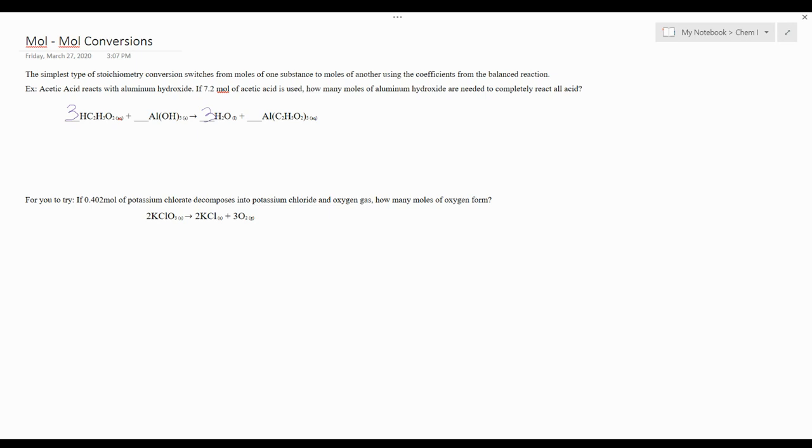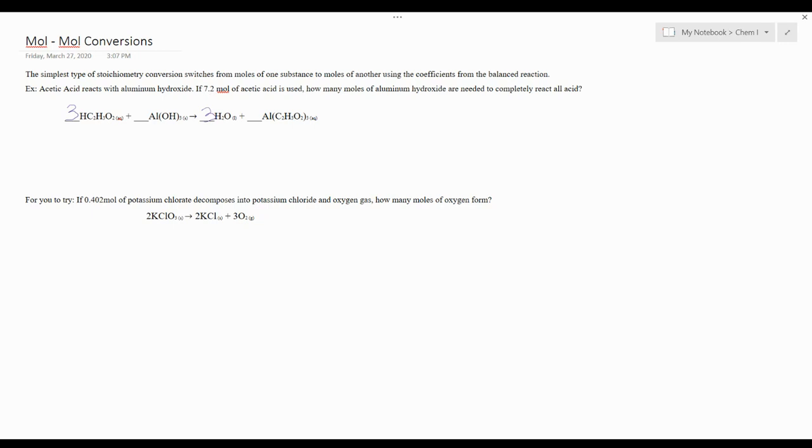So what we're saying is that in this reaction, we need 3 acetic acid molecules to react with 1 aluminum hydroxide, Al(OH)3. And that will form 3 H2Os and 1 Al(C2H3O2)3. That works for molecules, atoms, and it also works for moles. So when we want to switch substances, we're going to be in moles. For the problems today, you're just starting in moles and ending in moles.